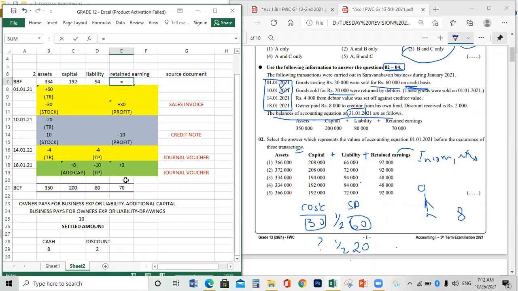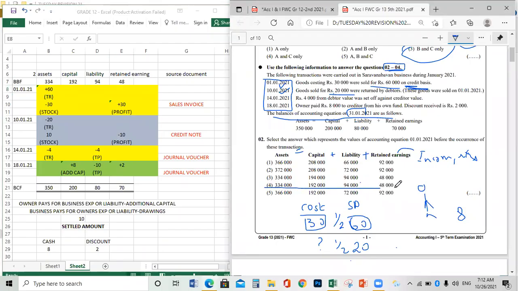Again, go to retained earnings. 70,000, guys. Then you have to deduct 2,000, add back 10,000, and deduct 30,000. You get the opening. That is 48. What's the correct answer? The correct answer is the fourth one.